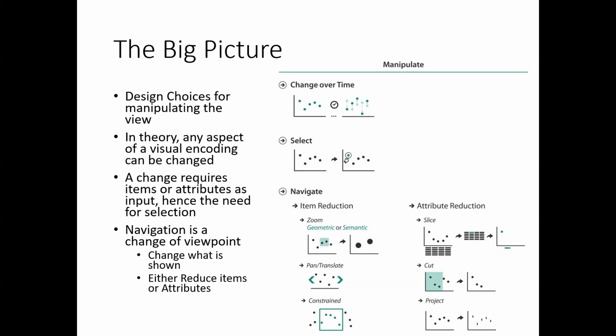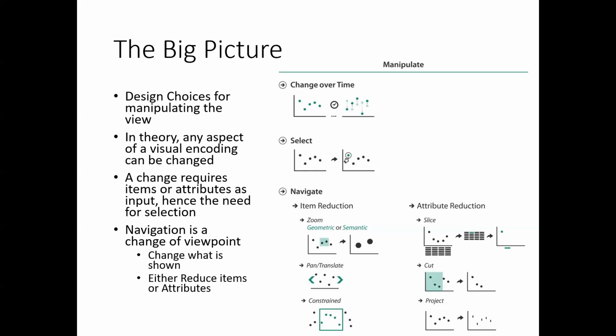When we looked at things like life expectancy per country over time and did the animation, you could see different countries rise up in terms of their life expectancy. You could also see them fall down during events like World War I and the Spanish flu pandemic. That's a really powerful way of showing things. But a change requires items or attributes to be used as input. So there's often a need to select to determine what to manipulate or to get further details.